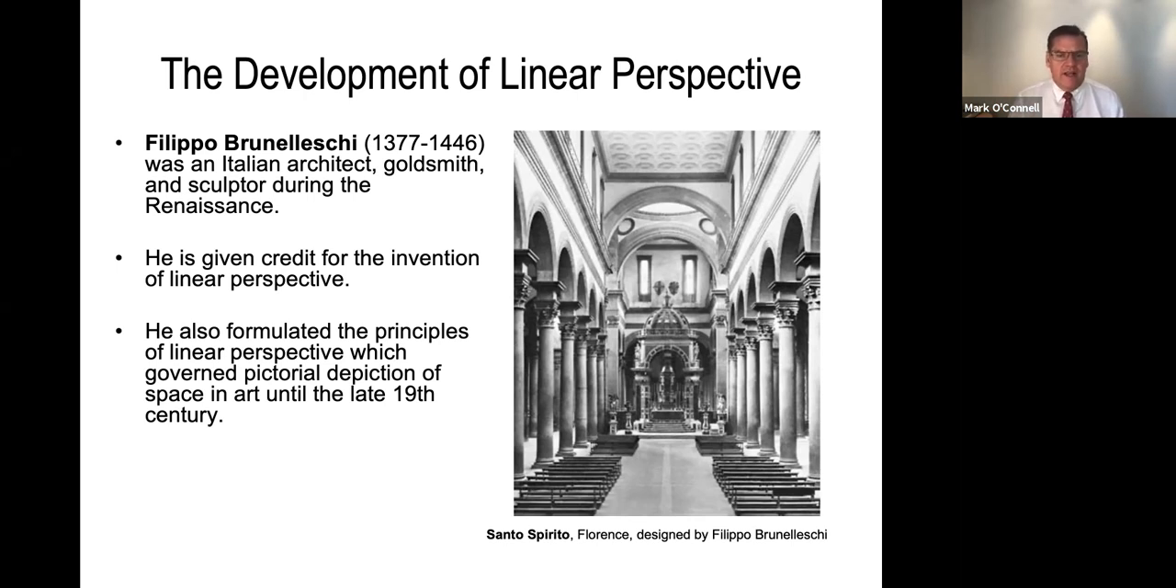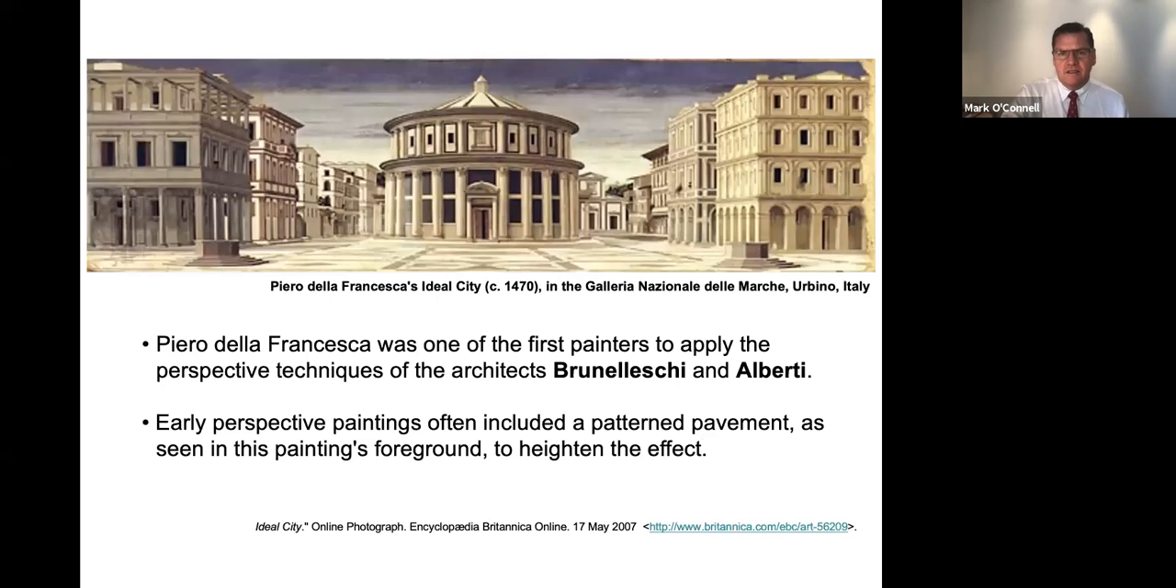He also formulated the principles of linear perspective, which governed pictorial depiction of space in art until the late 19th century. And perspective aligned with larger ideas around order and really exploring the environment. Zara, yes, that is amazing, right? These are beautiful. This is Piero della Francesca, and he was one of the first painters to apply the perspective techniques of the architects Brunelleschi and Alberti.